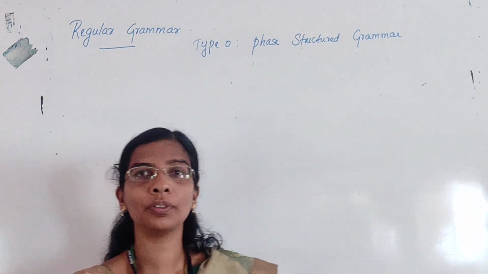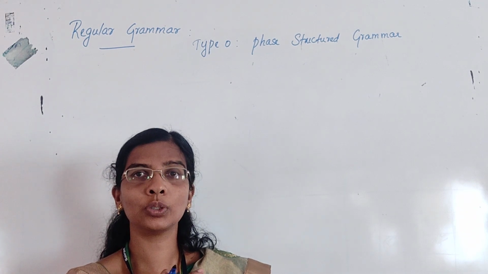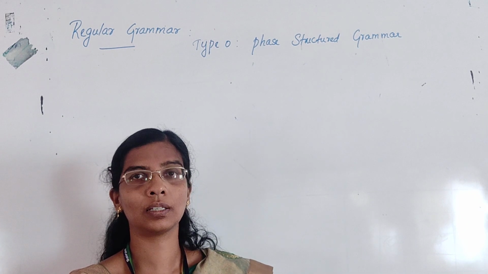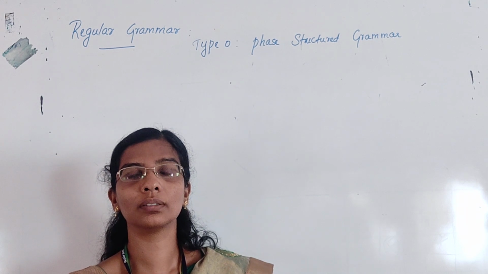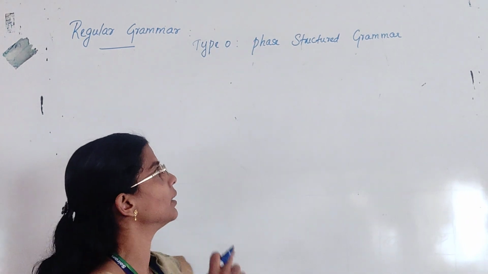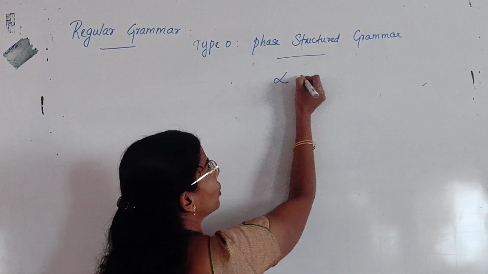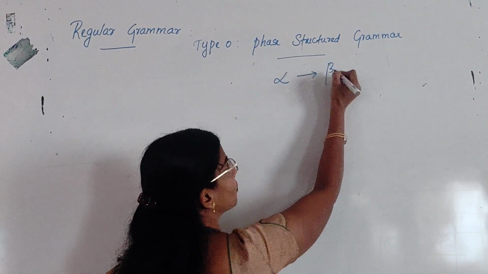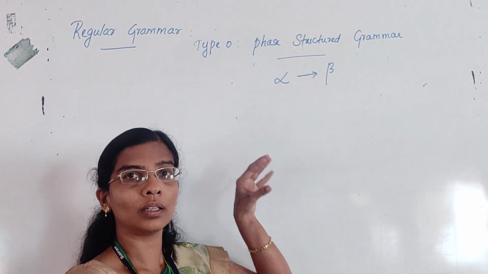And you know the definition of grammar: G is equal to V, T, P, S, variable, terminal, productions and start symbol. These are the tuples in your grammar. And here, what is phrase structure grammar? It will be of this type: alpha tends to beta.